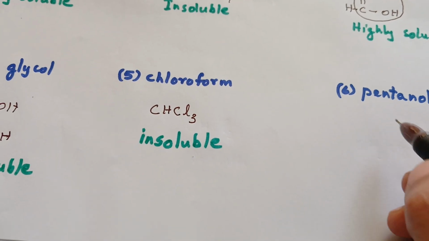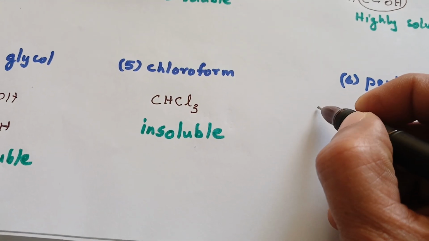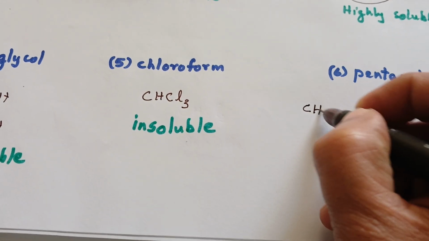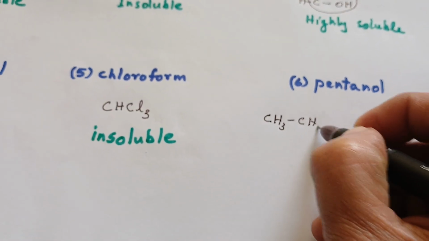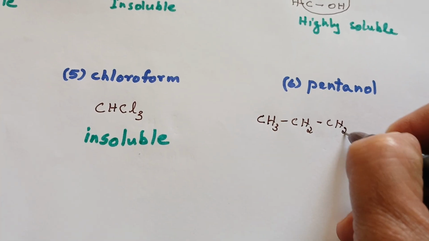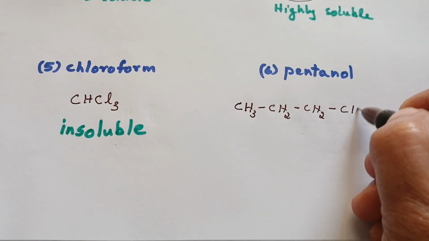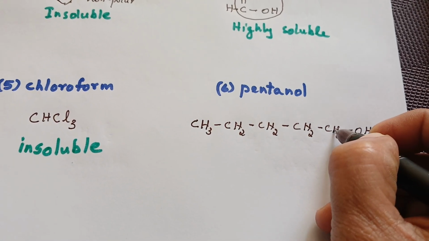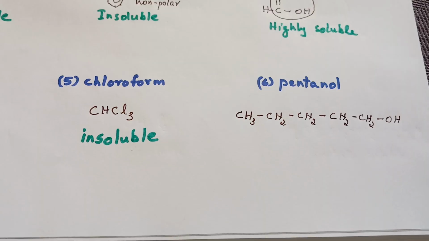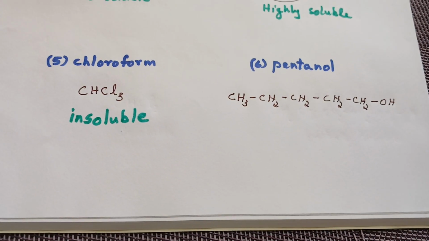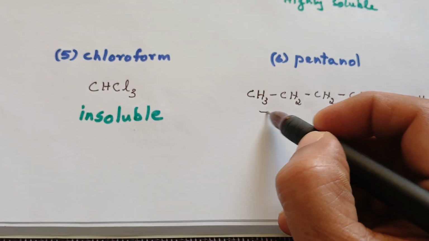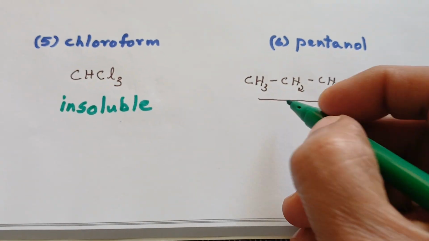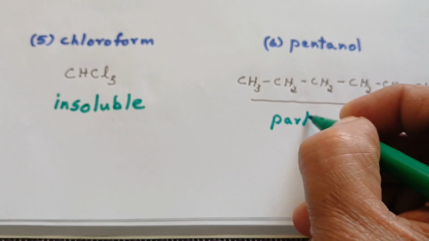Next is pentanol. As the name suggests, there are 5 carbons. CH3, CH2, CH2, CH2, CH2, OH. There is an OH group also. But this carbon chain, the hydrocarbon chain, is pretty long. So we can say that this is partially soluble in water.